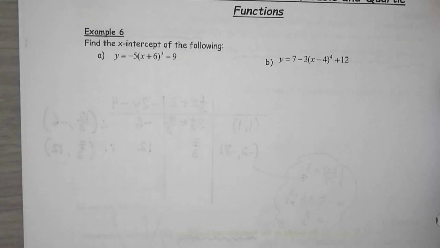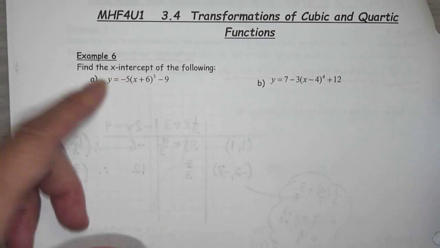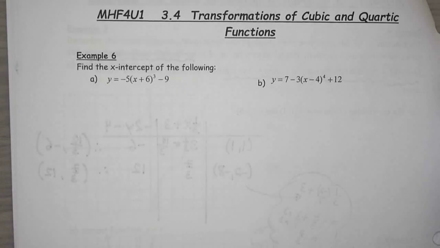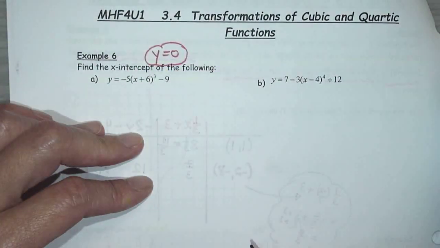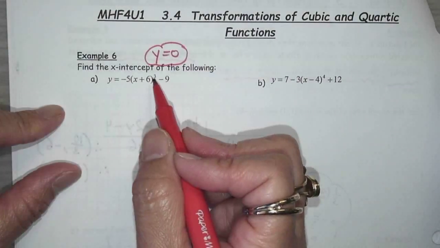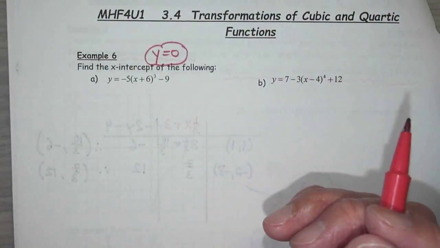So this one here is asking us to find the x-intercept. We know this concept already. X-intercept is when y equals 0, right? So y equals 0. It's just when you're solving with a 3 and a 4, people go, wait, what am I doing again?